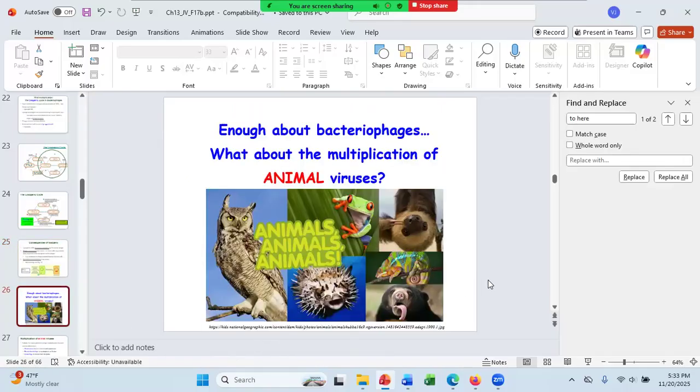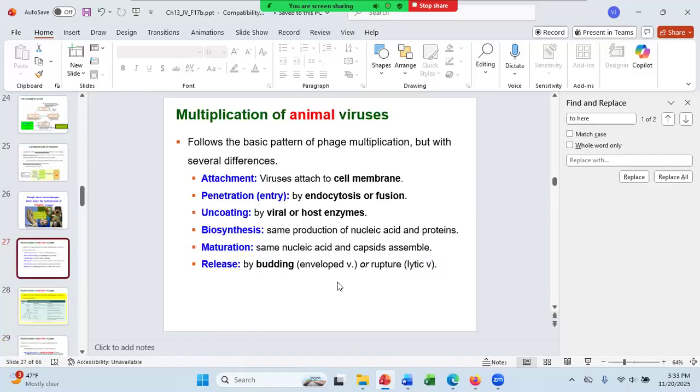All right, enough about bacteriophages. Let's go ahead and start talking about animal viruses. These are viruses that infect animal cells. First, the multiplication of animal viruses follows the basic pattern of bacteriophage multiplication. There are several differences, like attachment of the virus is a little different because animal cells have no cell wall. That means the animal virus has to attach to the cell membrane. Penetration or entry into the cell is also easier because there's no cell wall.